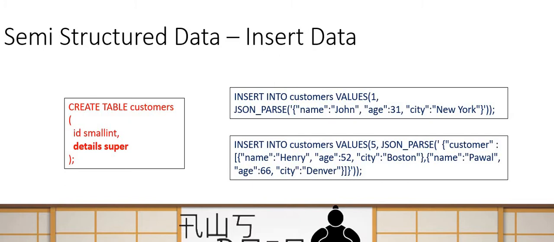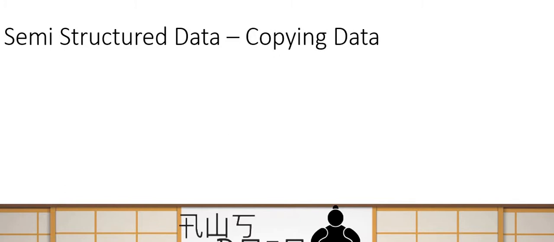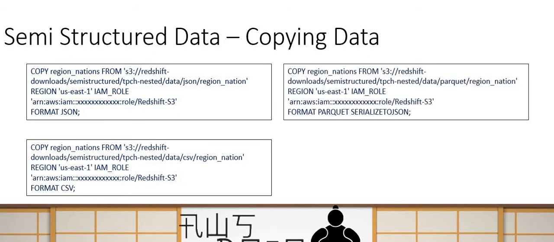Now this is one way of inserting the data, where you're using an insert, which is a SQL query. But many people use the copy data method, especially when you're trying to insert a large volume of data. And semi-structured data, or the JSON SUPER column, supports copying of the data as well. So your data could be in various formats.